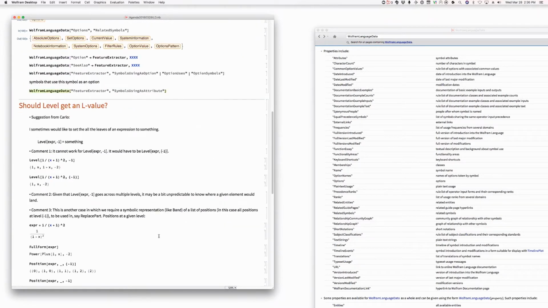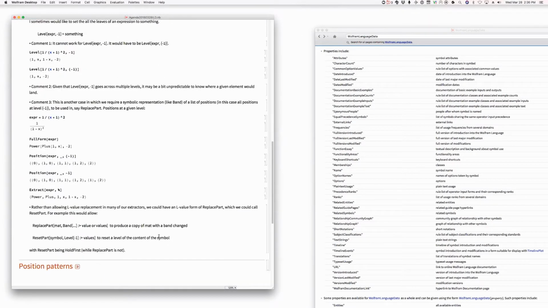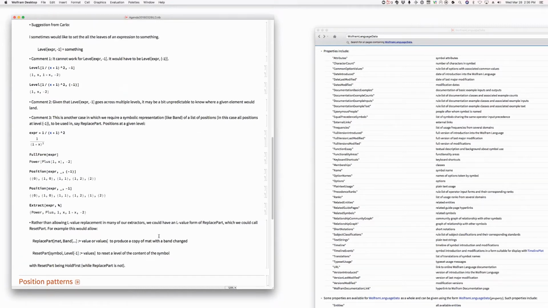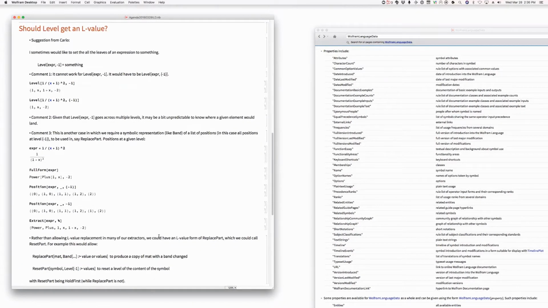Okay. Should level get an L value? My gosh. Okay, that's so complicated. Yes, so this is one of these cases in which I try to propose an alternative. So that's why it's a bit longer. I don't think we should do anything special for level, mainly because level returns a flat list of things and you are not sure where they were.